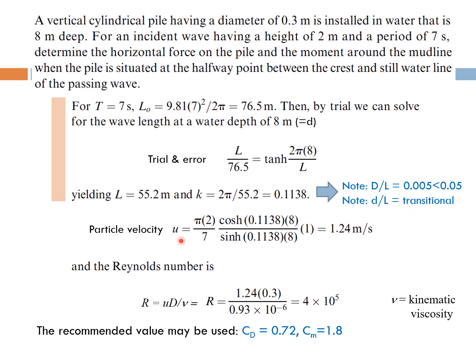We use the expression for the wave particle velocity u and found out that u equals 1.24 meter per second, and we use this value over here to determine the Reynolds number given by u times D over nu. Nu is the kinematic viscosity, standard kinematic viscosity value for water. So we obtain the Reynolds number, and based on the Reynolds number, we are then able to calculate and choose the appropriate value of the drag and inertial coefficient to be used.